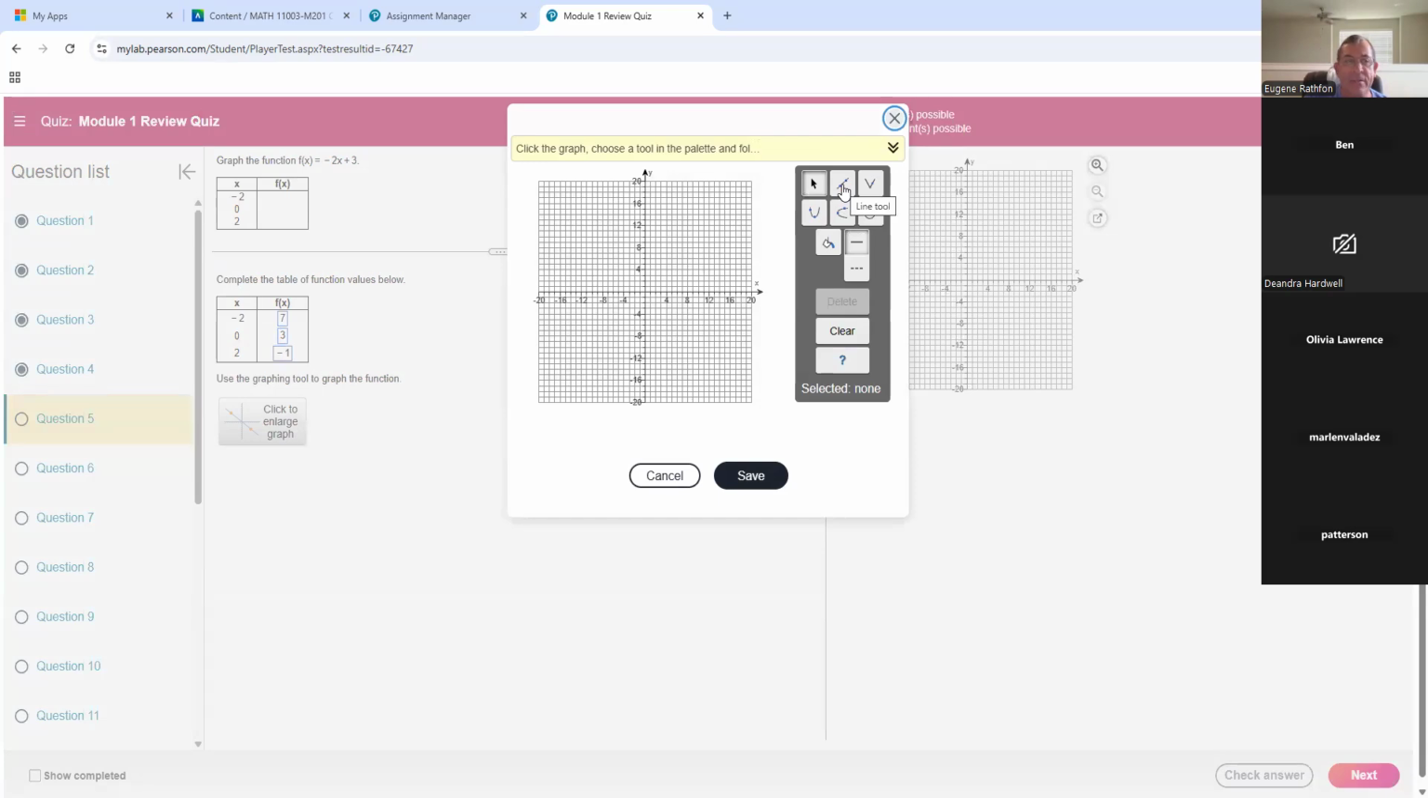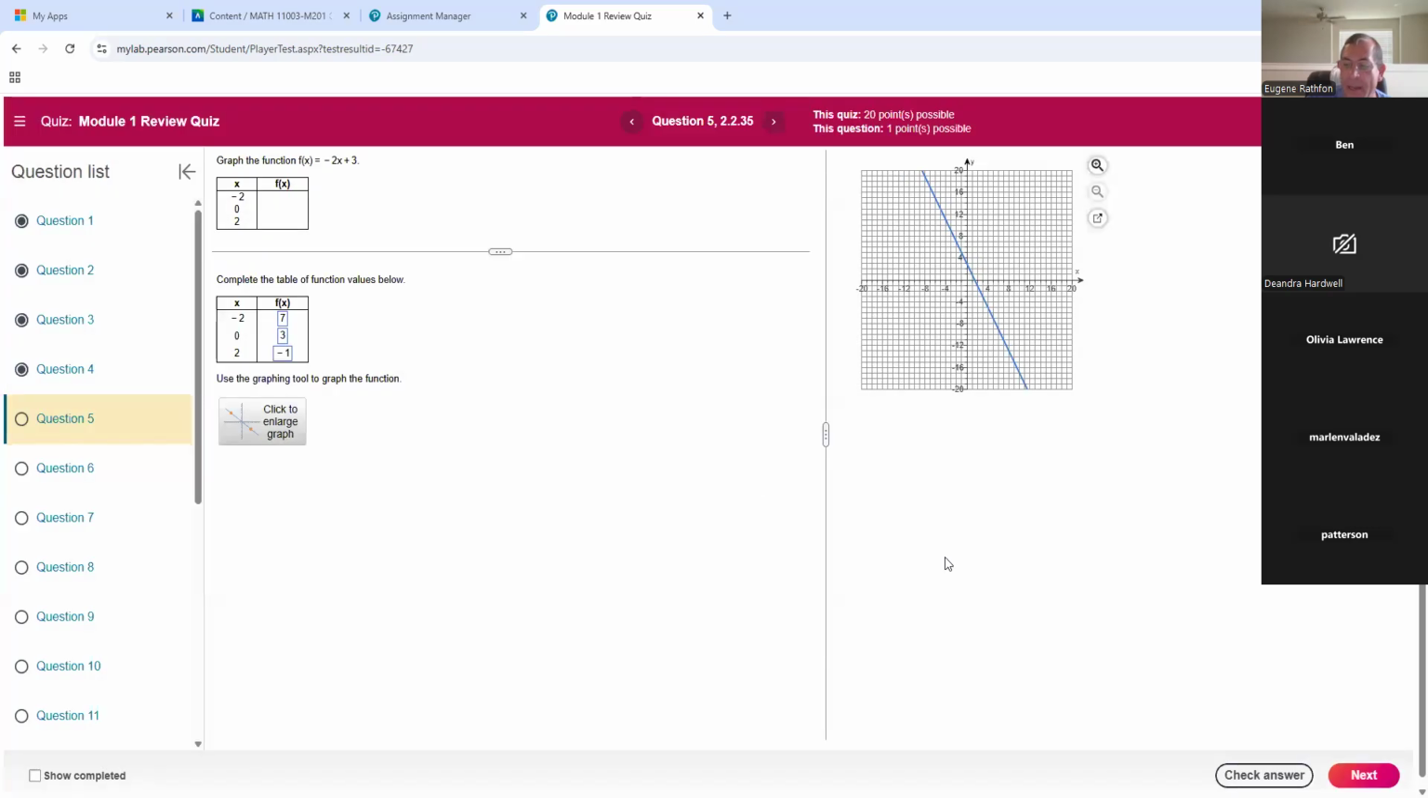It's a line, so you're going to grab the line tool. And I'm plotting 2 points. So let me do negative 2, 7. So go left 2, up 7. So there's negative 2, 7. And then I'll do 0, 3. So 0 and then up 3. So y'all got 2 points on it. That's all I needed. So I can save that and go to the next.